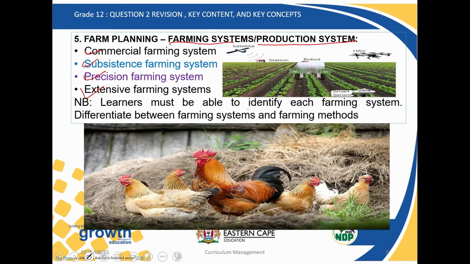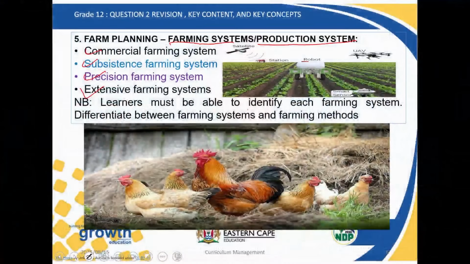Now, it's very important, learners, to be able to identify the pictures that are depicting or showing a farming system and the pictures that are showing a farming method. You have farming system and a farming method. The two are not the same. And you must also be able to see that.